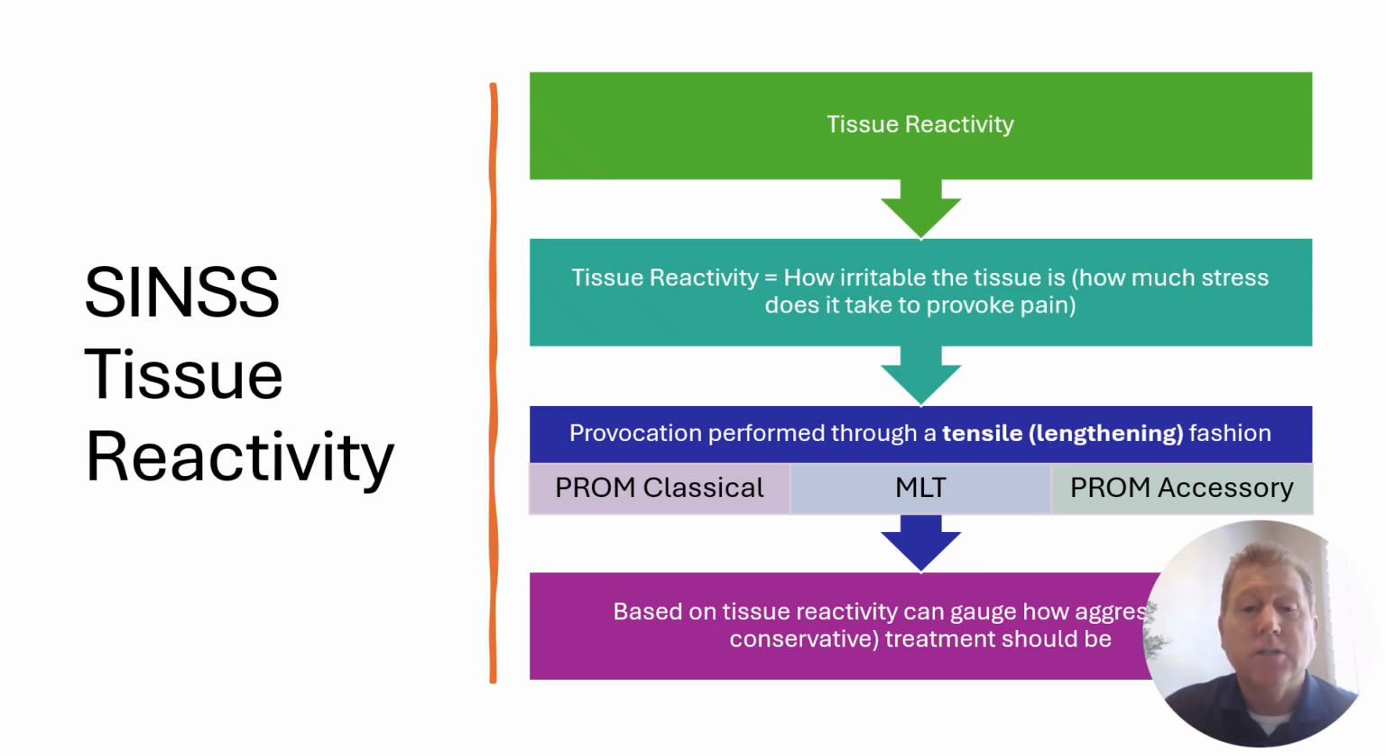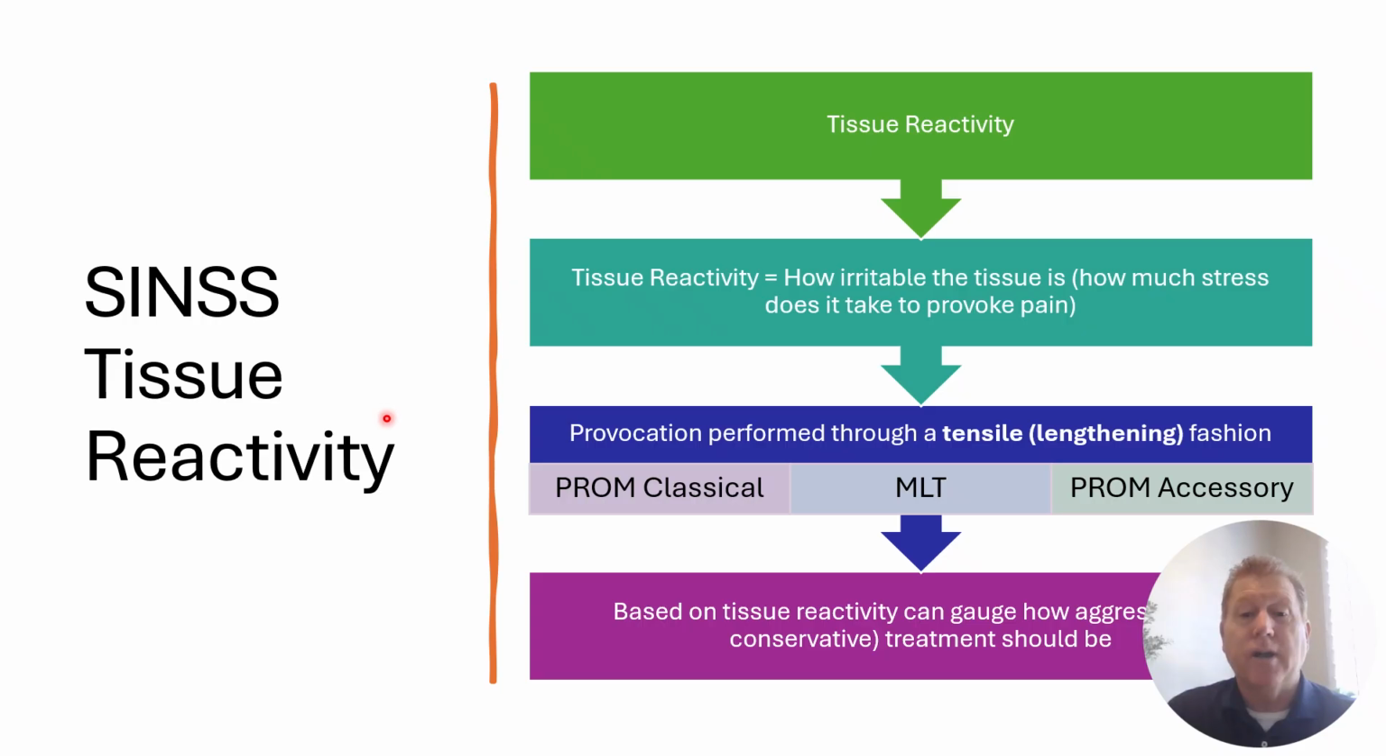Once you've identified the tissue that is the problem, for instance, if we're looking at our sprained ankle example again, we may begin to see irritability in particular tissues as we move through the passive range of motion activities, which puts stress on the tissue. For instance, the anterior talofibular ligament may be stressed as we move the ankle into inversion. And that reactivity is then going to tell us how aggressive or conservative our treatment may want to be.